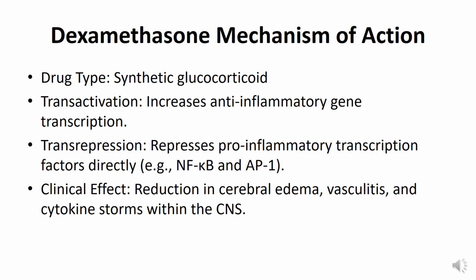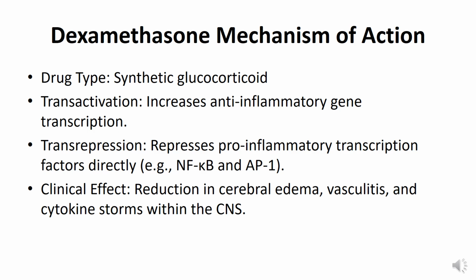One important mechanism is called transactivation. In this process, dexamethasone increases the transcription of anti-inflammatory genes. These genes produce proteins that help calm the immune response and limit tissue injury. Think of transactivation as turning on the body's natural anti-inflammatory systems.